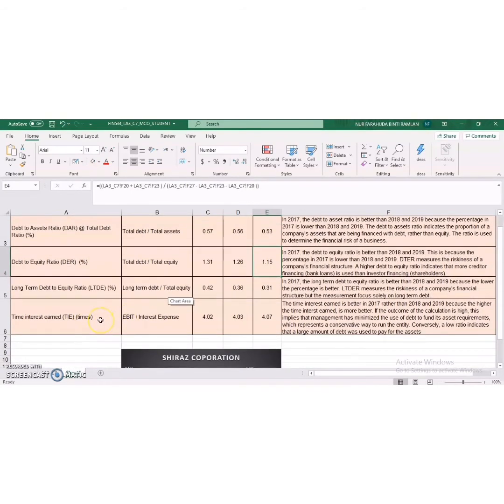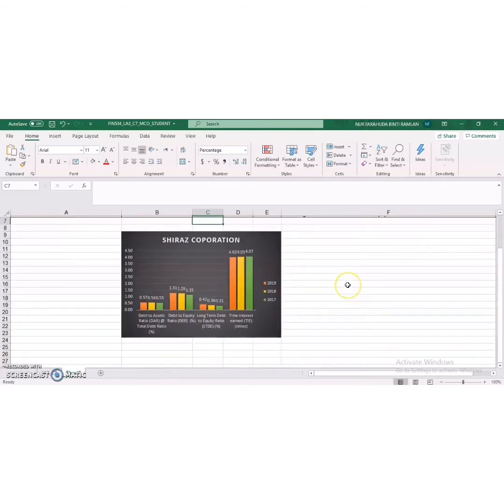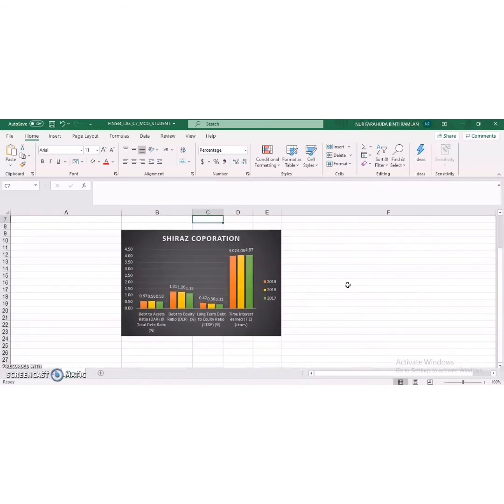Next, we move to the time interest earned. Okay, the answer is in times. So the formula for the time interest earned is earnings before interest and tax divided by the interest expenses. We can get the answer for the 3 years. For the time interest earned, 2017 is better than 2018 and 2019 because the higher the time interest earned, the better. We can also analyze this ratio using a graph.